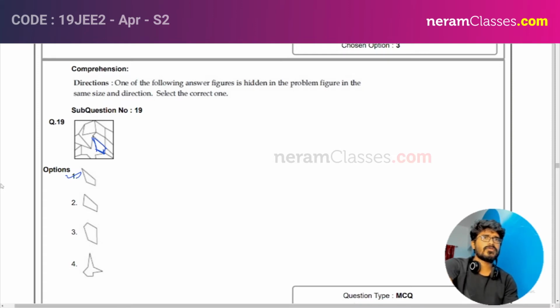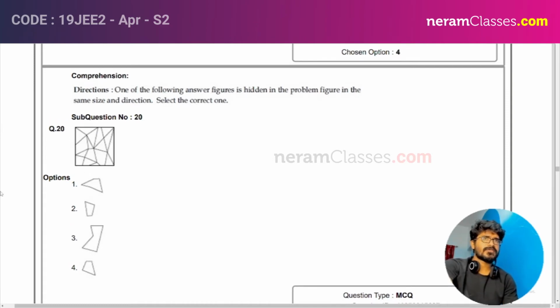For example, if you take this whole shape together, this is also there in the third option, but the point is you should not have any intersection here. That's why I said that even if you are finding the answer, also confirm whether other shapes are there, and just confirm it once before you finalize your answer. So option 1 is the right answer.